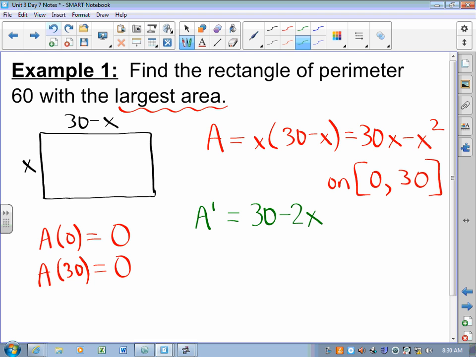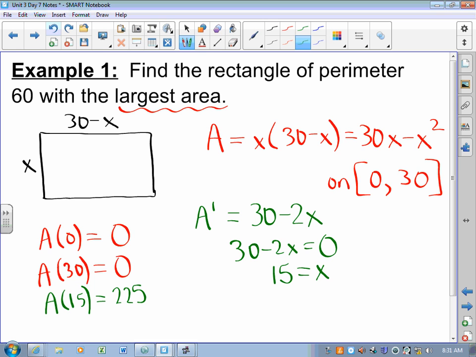What do I want to know? I want to know when 30 minus 2x equals 0. And that happens pretty clearly when x equals 15. We note that there is no place where the derivative is undefined, so x equals 15 is the only critical point. What is the area at 15? The area at 15 is 225.